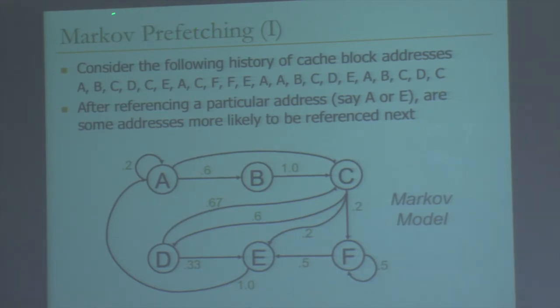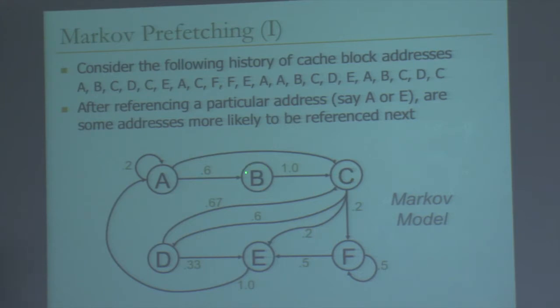The idea of correlation-based prefetching, also called Markov-based prefetching, is this. If you have some kind of access pattern, the history of cache block addresses in terms of time, how you access them, you may find out that after referencing a particular address, some addresses are more likely to be referenced next. And this is purely because of the access pattern and the layout of the data structures. For example, in this access pattern, you see that if you reference A, 20% of the time, you'll reference A again, right afterwards. 60% of the time, you'll reference B after A. And the remaining time, you'll reference C.